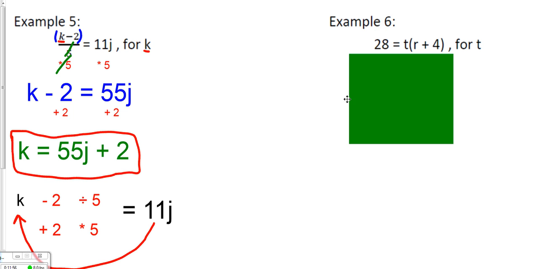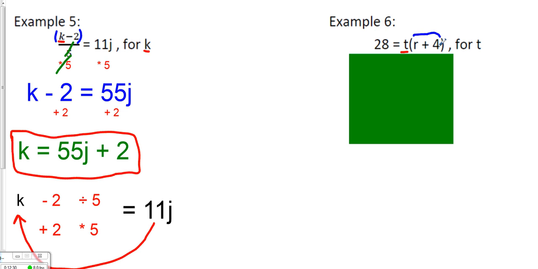Okay, let's go on to example 6. We're trying to get t alone. So here we have t on the outside of this parentheses r plus 4. Now remember, this means t is being multiplied by this whole thing. We can think of this as almost one big number. Now at first we might be tempted to say, all right, we better start distributing. But if you think about it, r plus 4 needs to happen first before we can multiply t. But t is what we want alone.